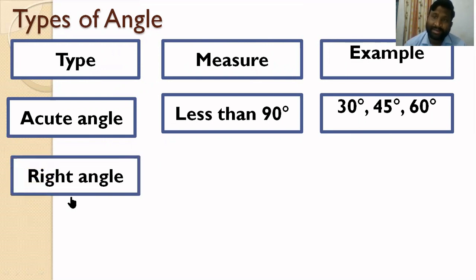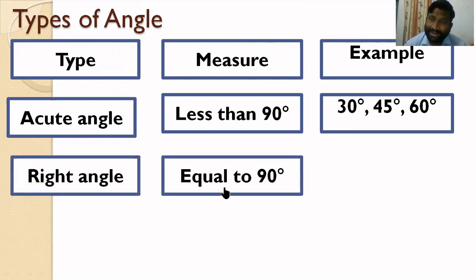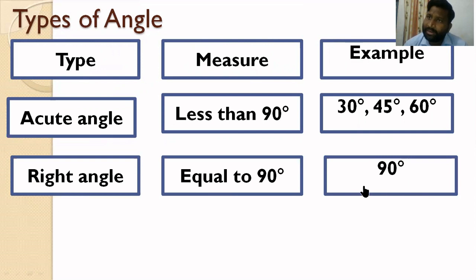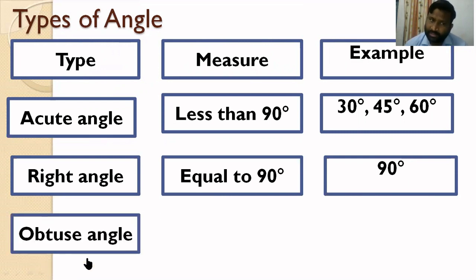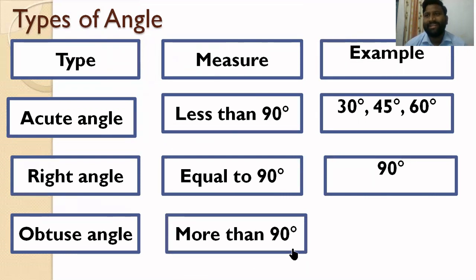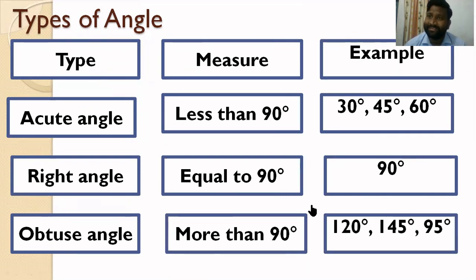The second type of angle is the right angle. A right angle is exactly 90 degrees. So only one angle can be a right angle. Only 90 degrees is called a right angle. It has only one example, 90 degrees. Okay. Obtuse angle. An obtuse angle is more than 90 degrees. And more than 90 means 91, 95, 120, 145, 160, 170. All these are called obtuse angles. Okay. Learn it properly. Next.